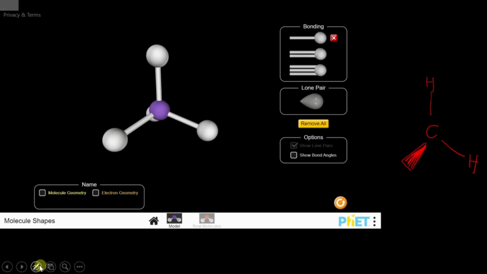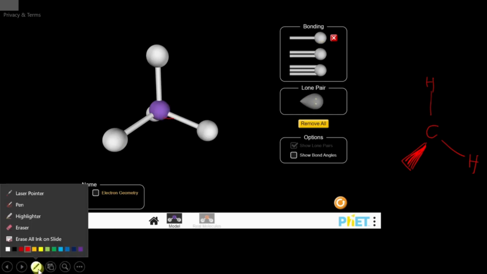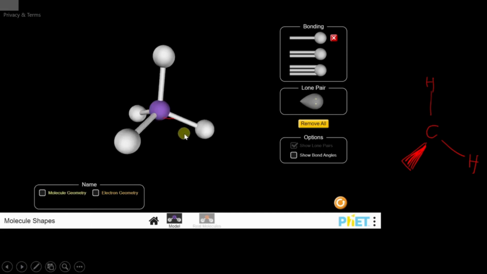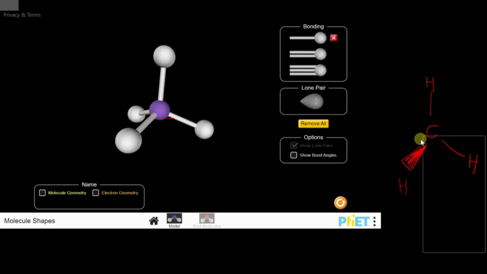So if we go back here again, in this case, this bond is coming forward. So again, we use a wedge line to draw this one. Over here, the next bond is going backward. So here you use a broken line for this one. So that's how you draw this one.